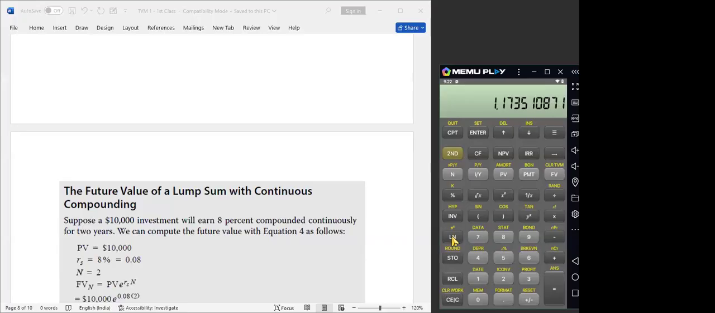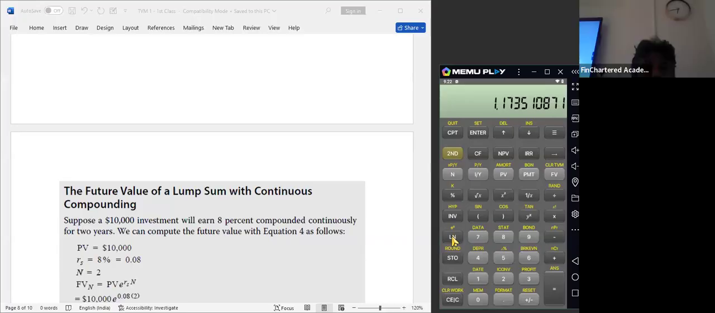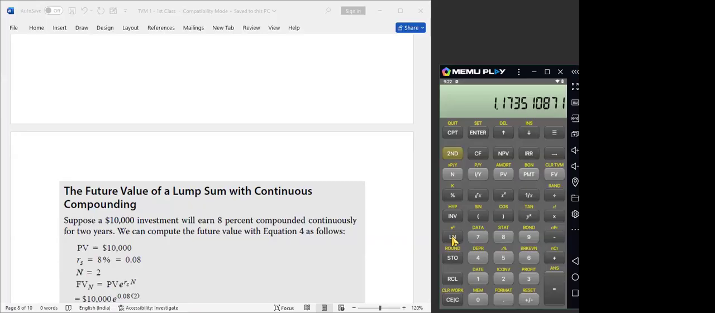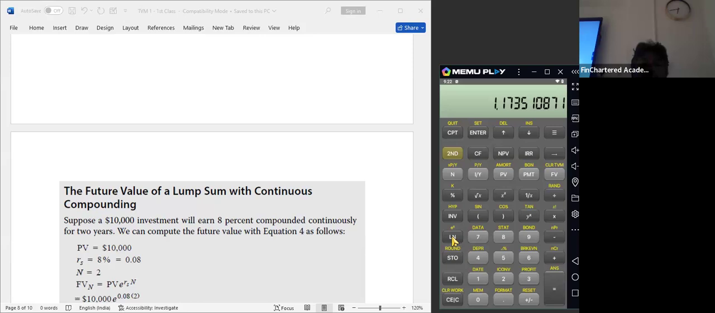Yes, sir. You have got this number, right? 1.1735. So now you have e power rs into n done. You just have to multiply that by PV. PV is the 10,000 you had invested. So multiply this by 10,000. That's all.